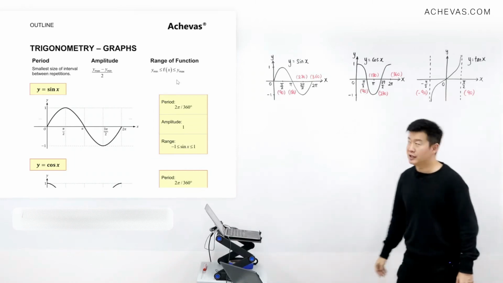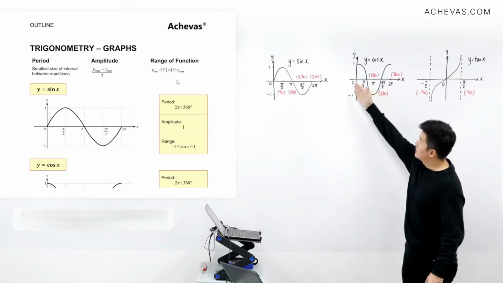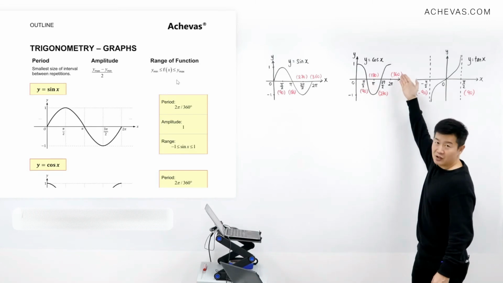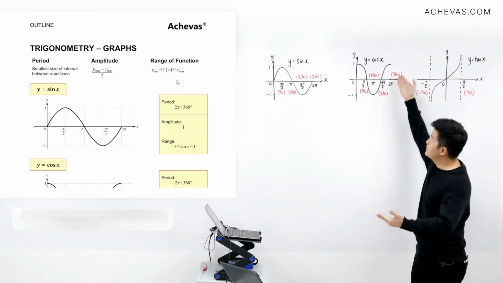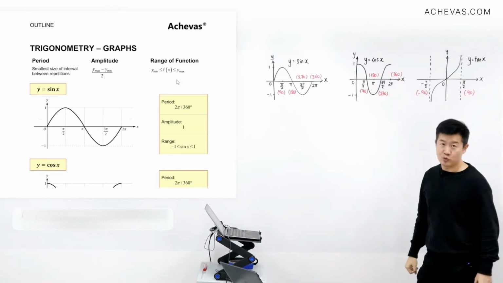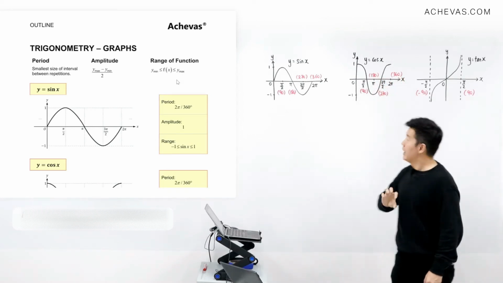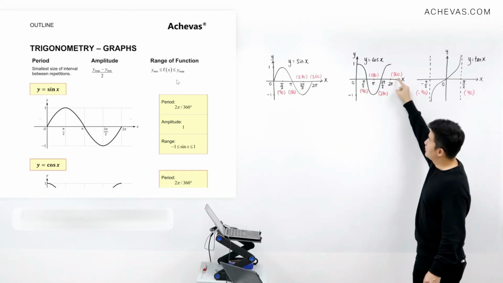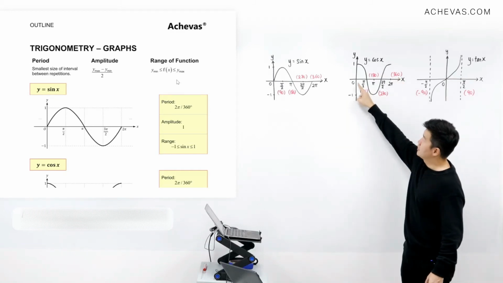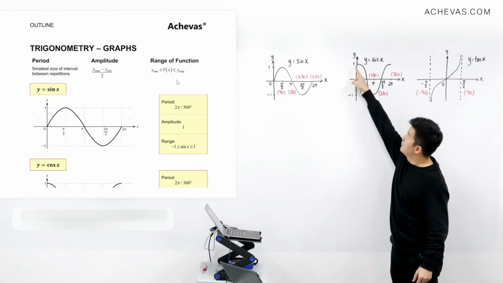This happens also for the cosine graph. It starts from the origin and it ends at either 360 degrees if you are going for degrees, but if you are going for radians, it will end at 2 pi. And it is going to be divided into 4 equal intervals. And 360 degrees divided by 4 is 90. So it starts off at the y-axis where it is experiencing a maximum point.